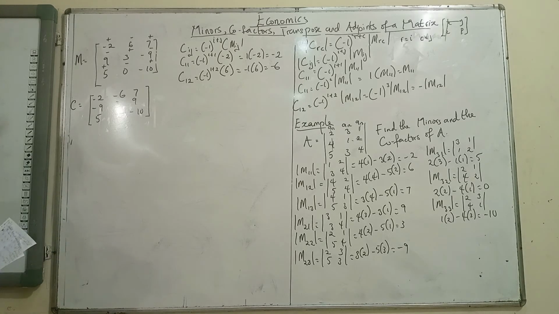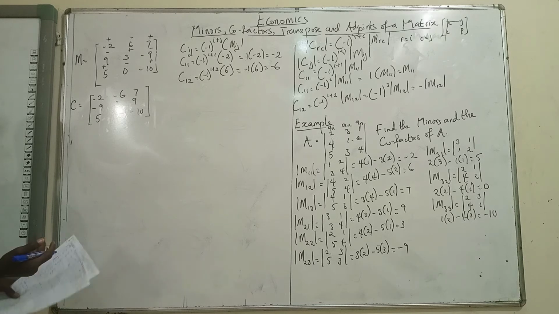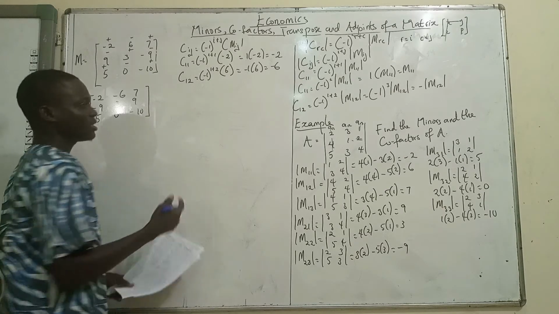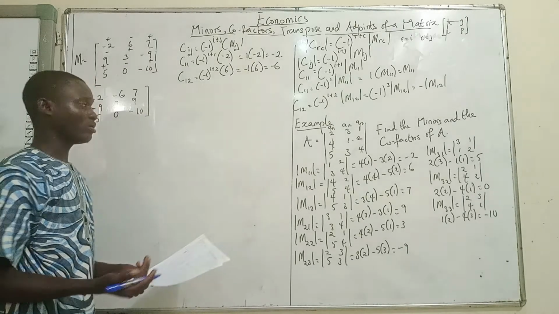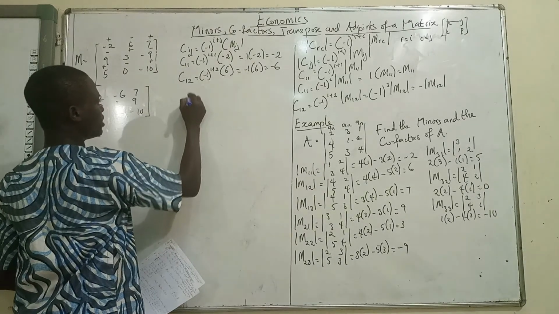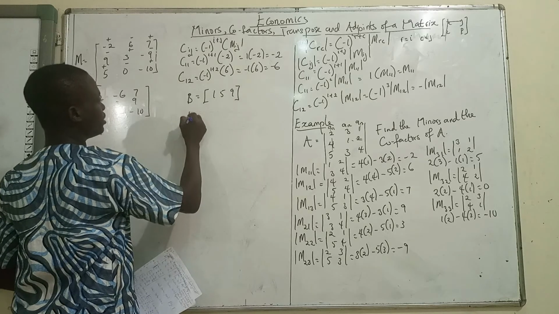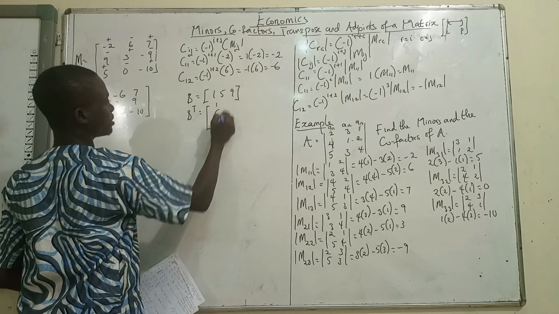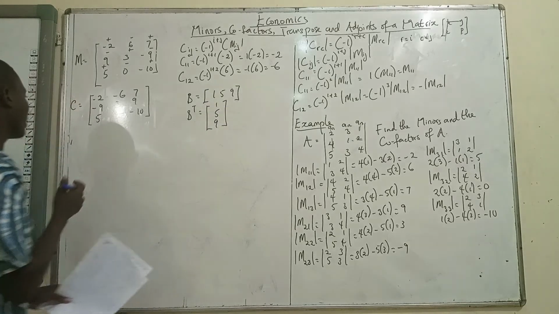Now we move to the transpose, because we are trying to look for the adjoint. The adjoint is simply the transpose of the cofactor matrix. Now what does transpose basically mean? Let's digress a little to explain. Transpose is all about turning an entire row into a column, or an entire column into a row. If you have matrix B, for example, 1, 5, 9, then B transpose is 1, 5, 9 written as a column. So it's changing an entire row into a column, and that's what we are going to apply here.